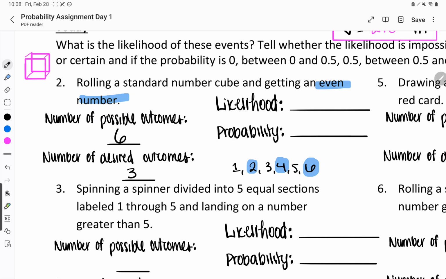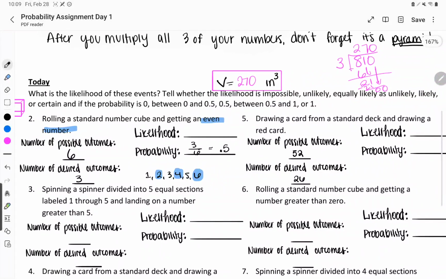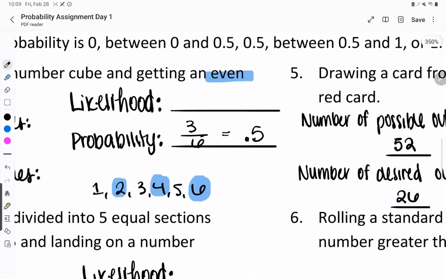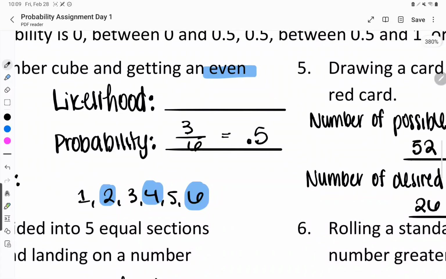Okay, well, if there is a chance of 3 out of 6 happening, well, that's half. Half is exactly 0.5. So is it impossible, unlikely, equally likely as unlikely, likely, or certain? This would be equally likely as unlikely.